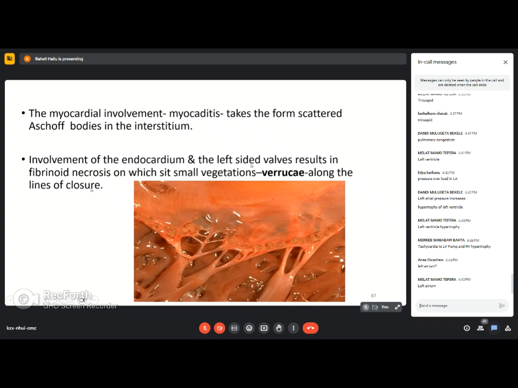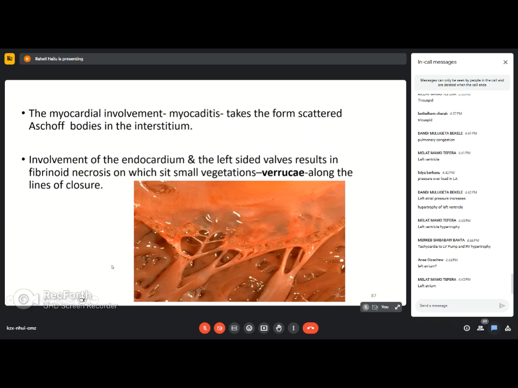So myocarditis takes a form of Aschoff bodies, and they form small vegetations or verrucae. These are basically just inflammatory cells that recruit an edematous response, and then a little bit of a clot tissue, just like a sterile thrombus. And they're called vegetations, and you usually find them at the edges of the cusps of the valves.